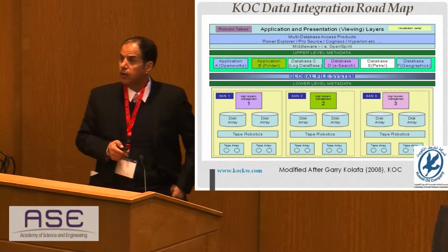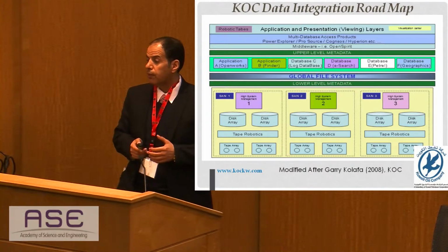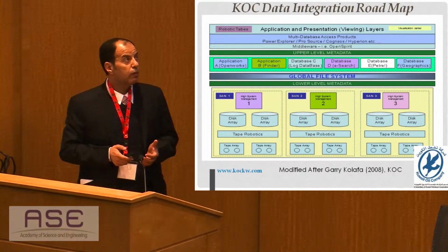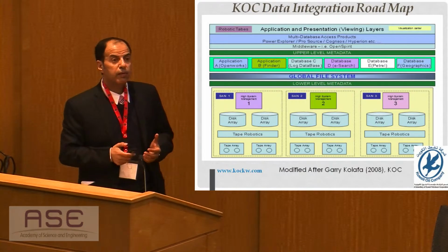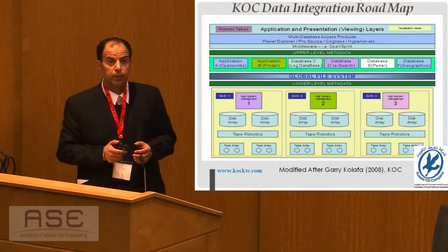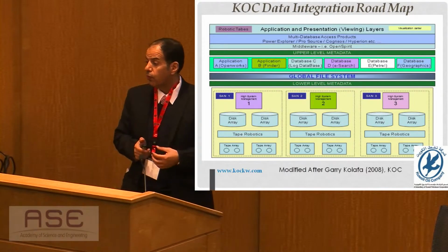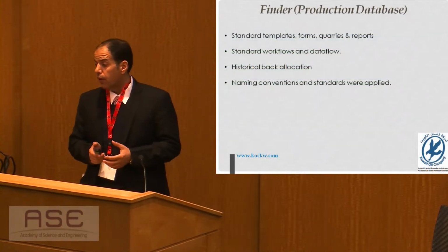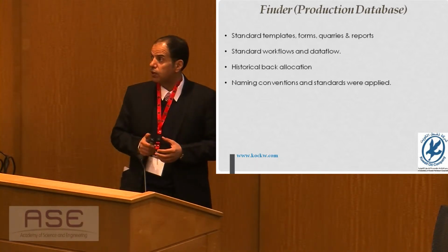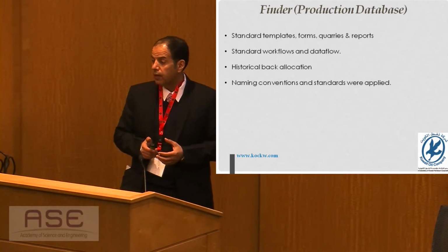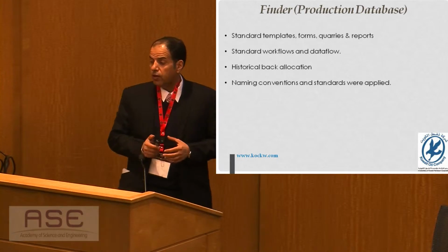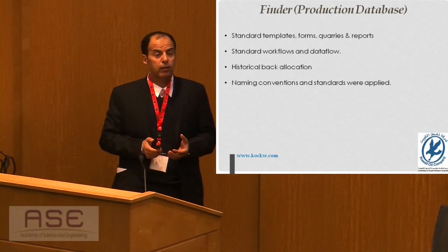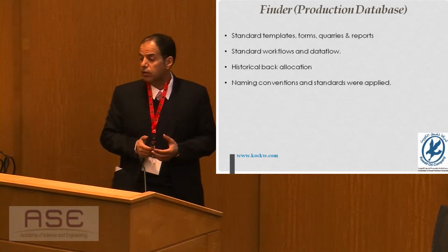So in the other sense, we have to talk about the production data, which is our main bread and water, because this type of data is really so essential and important for us. So we have to have standardized templates, forms, queries, reports. We have to have standardized workflows and data flow. We have to have historical back allocation to calculate all the production being done through all the years.